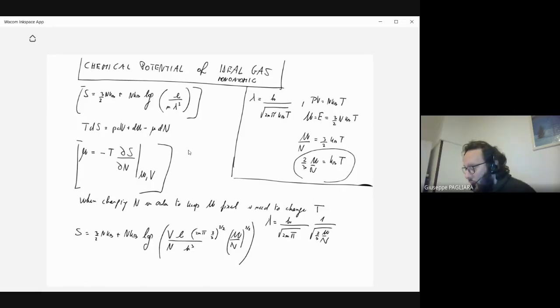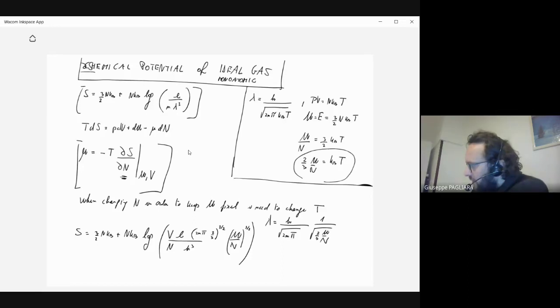Okay, let me check one moment if this is correct. I have a 3/2 N k_B plus N k_B, the logarithm, V over N times h cubed over 2 m pi times 2/3, U over N to the power of 3/2. Okay, good. Now this is the starting point. And as I said, one has to be careful because if I want to compute a derivative of S with respect to N by keeping U and V constant, it's better to write all the variables in the entropy formula in such a way to single out which are the quantities that are constant and the quantities that are changing when changing N. Okay, and so the temperature, as I said before, is changing.